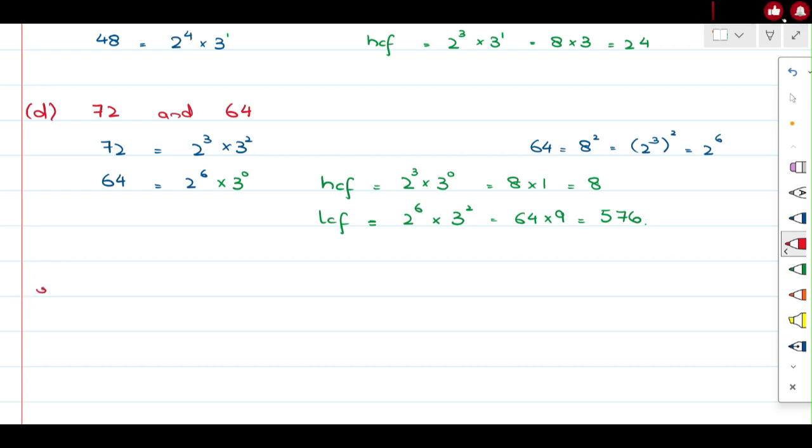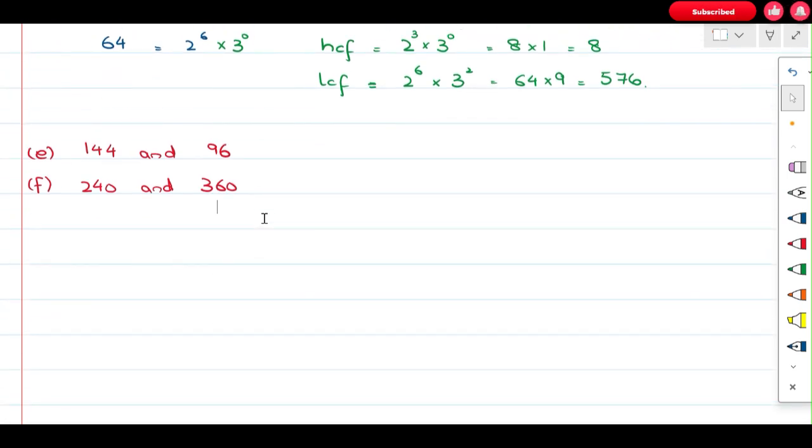Okay. Now I'm going to write some examples which you have to practice, and you can give me the answers in the comment section. Example E: figure out the LCM and HCF of the numbers 144 and 96. And another one, example F: figure out the LCM and HCF of the numbers 240 and 360. So you have to practice these two questions, and you can share the answers of LCM and HCF in the comment section. Let's move to word problem questions.